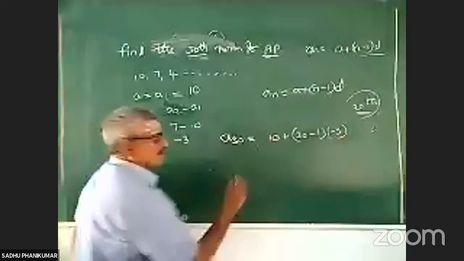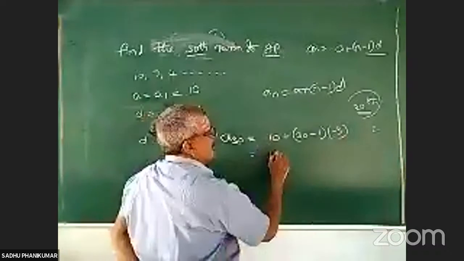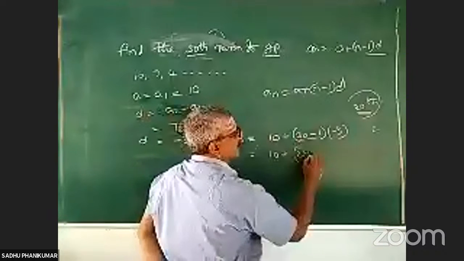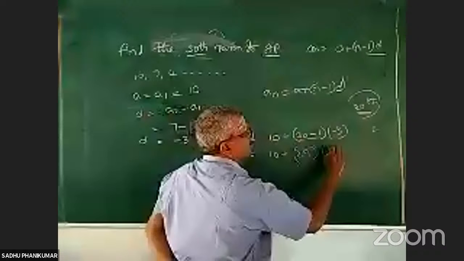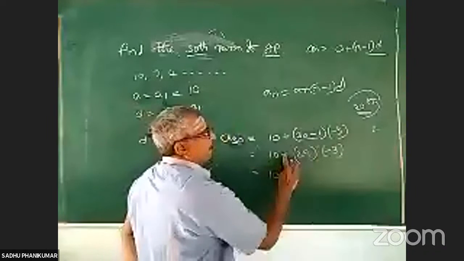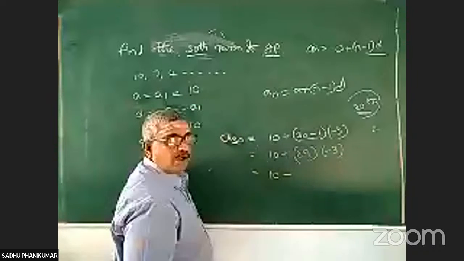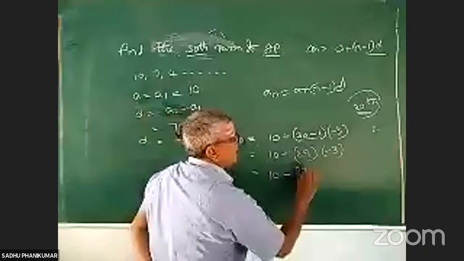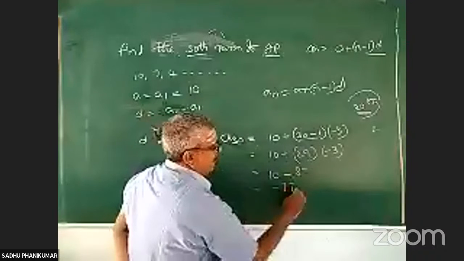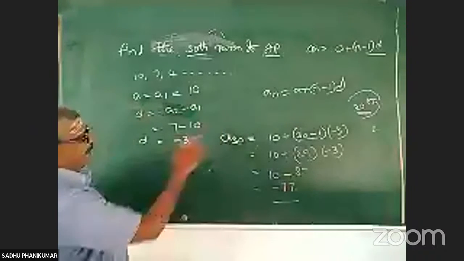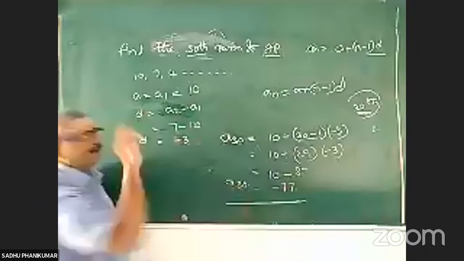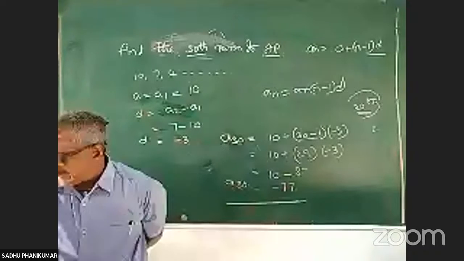So that is equal to 10 plus 30 minus 1, which is 29, into minus 3. Okay, that is 10 plus, into minus, minus 87. That is equal to minus 77. So in this case, a30 is equal to minus 77.